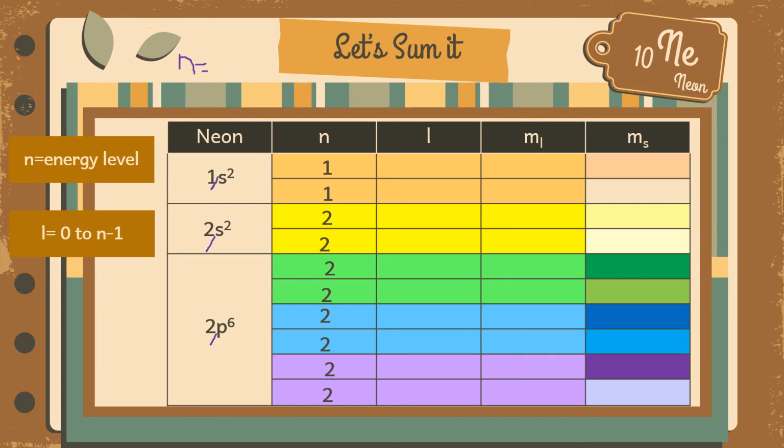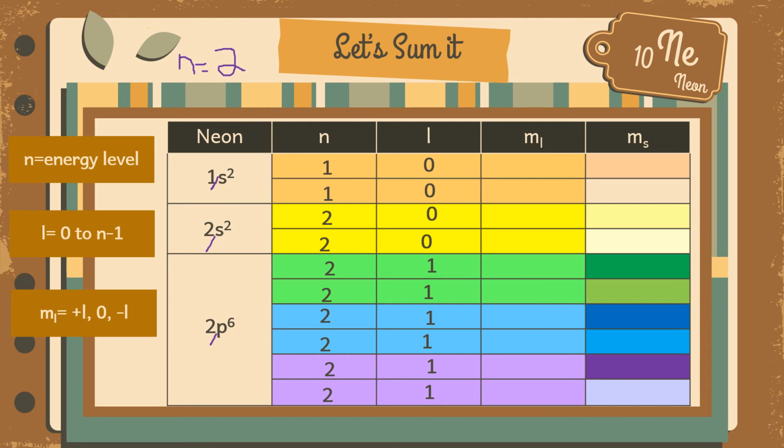So it starts with 0, then n minus 1. So 2 minus 1 is 1. So for the first principal energy level, we have 0. For the second principal quantum number, we have 0 and n minus 1, which is equivalent to 1.